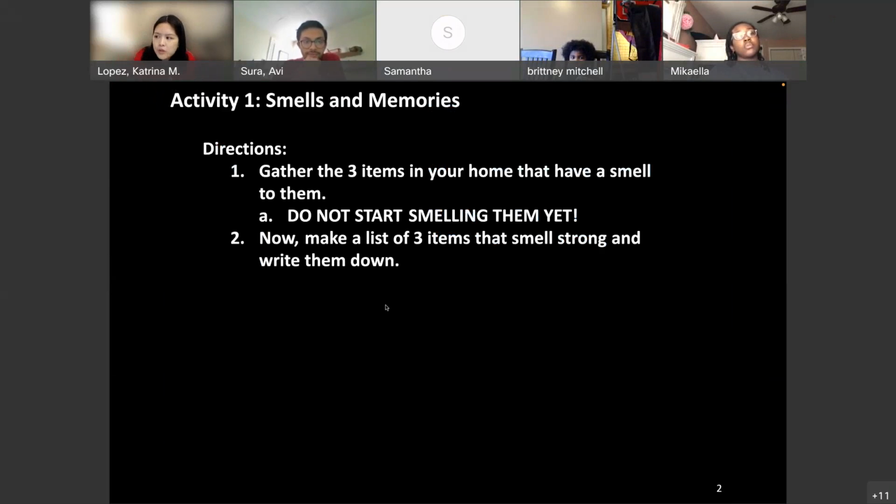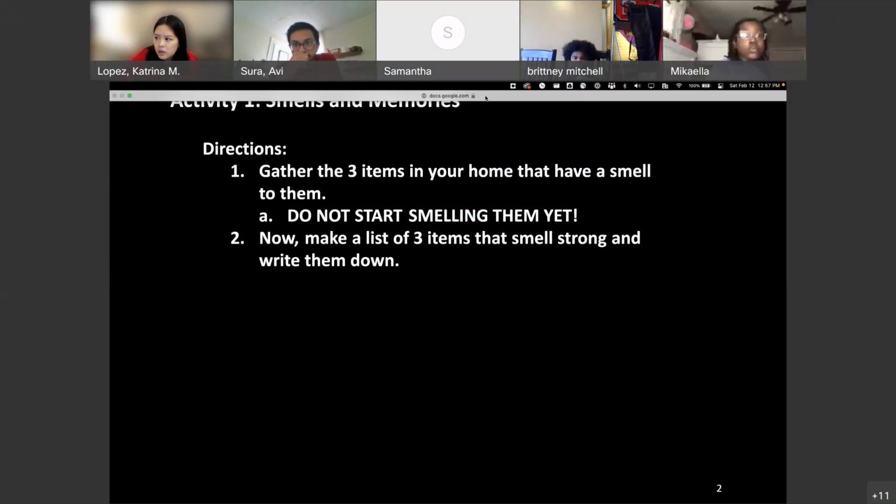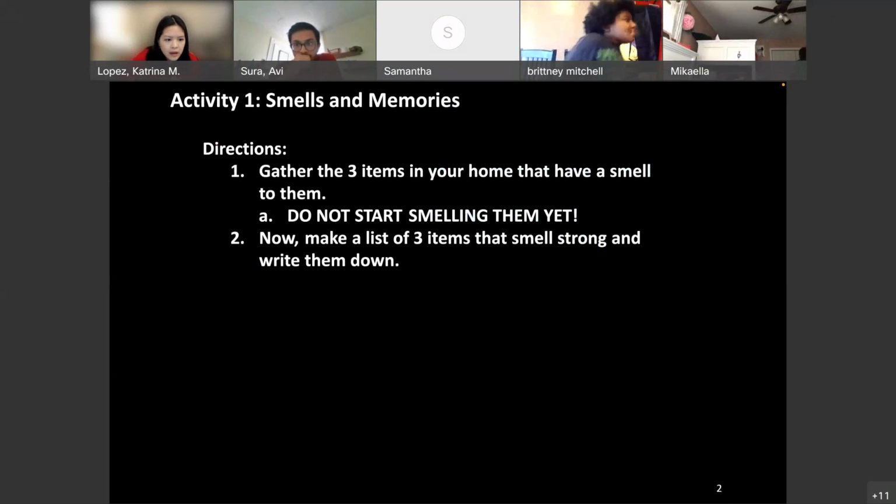The first activity we're going to do has to deal with smells and memories. I think I had asked Cynthia to tell you all to gather 3 items in your home that have a smell to them. Does everybody have their 3 items? If not, you can quickly grab something, and make sure that they have very different scents. You'll see why in a second. I'll give everybody until 1 o'clock to gather those.